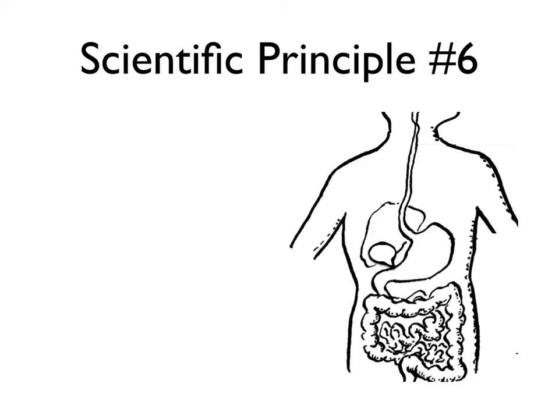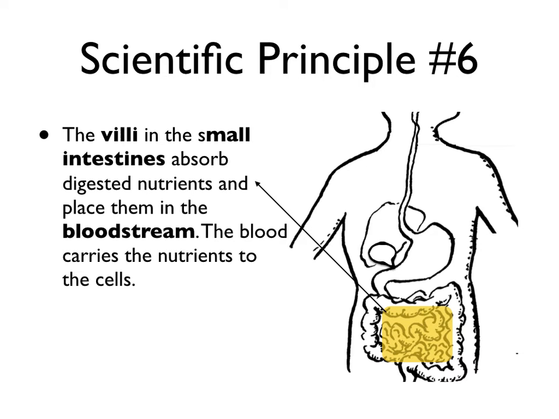So we also need to update our scientific principle page. Please write down in your principle page that the villi in the small intestines absorb digested nutrients and place them in the bloodstream. The blood carries the nutrients to the cells. Once in the cells, we would like to know what happens to those nutrients, particularly glucose or sugar.